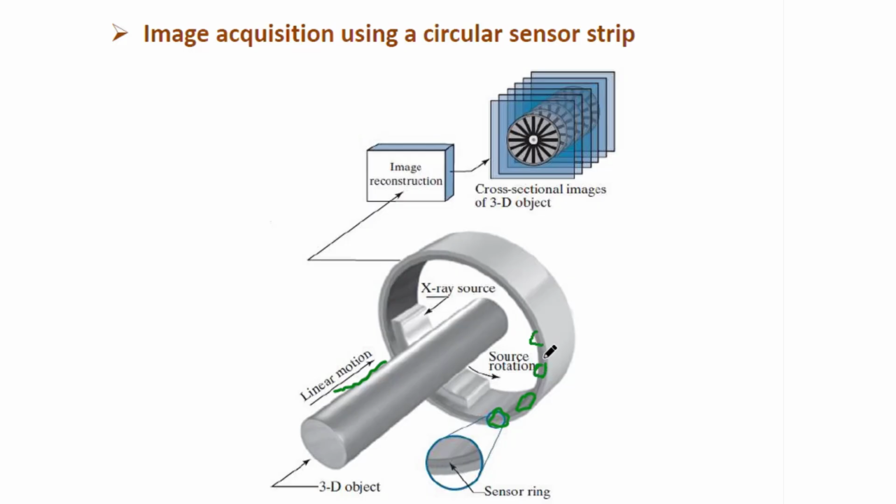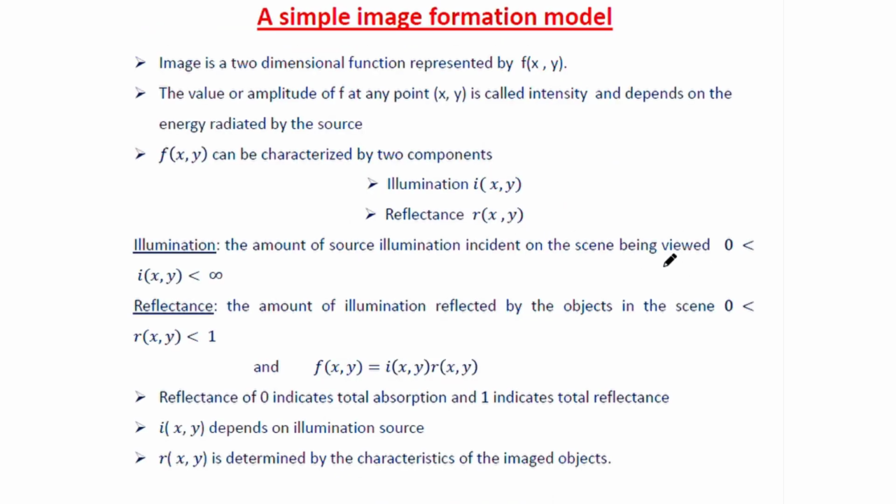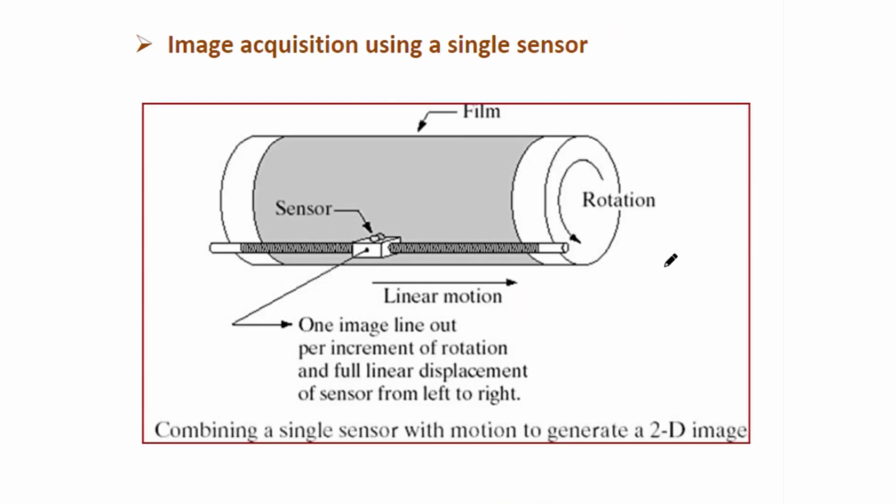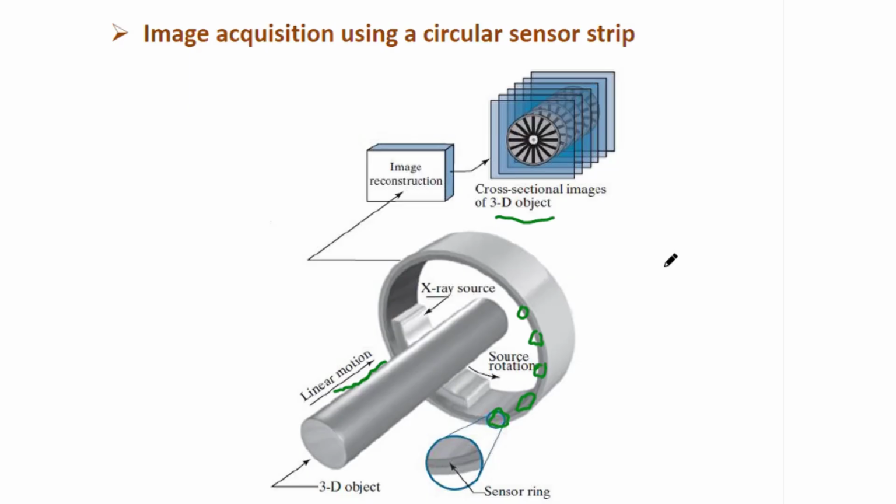Sensors are arranged in the form of a circular loop. So whenever this object is moving, this circle is also moving. Circle means you are getting movement in two directions. Another direction is this object direction. So with this arrangement, you are going to get 3D objects. Okay, so this is about the image acquisition using single sensor, linear sensor and circular sensor.